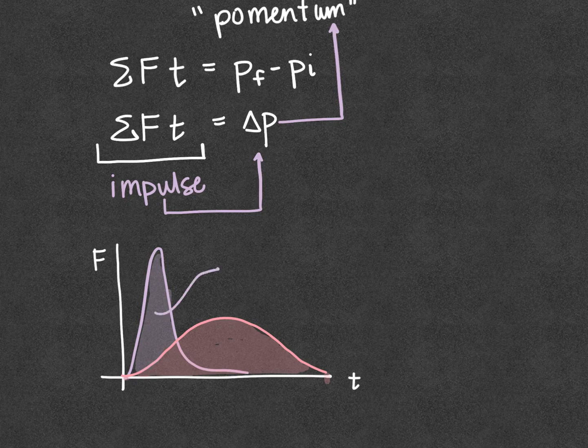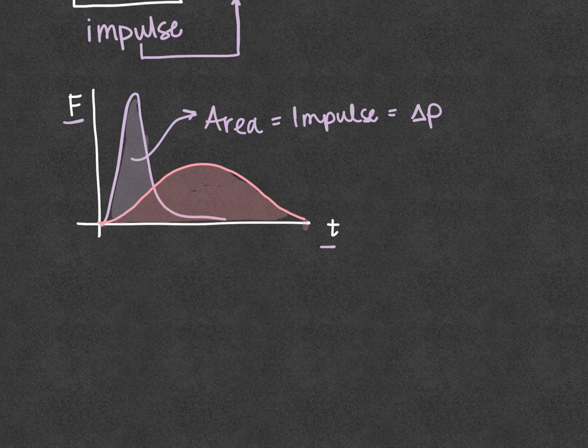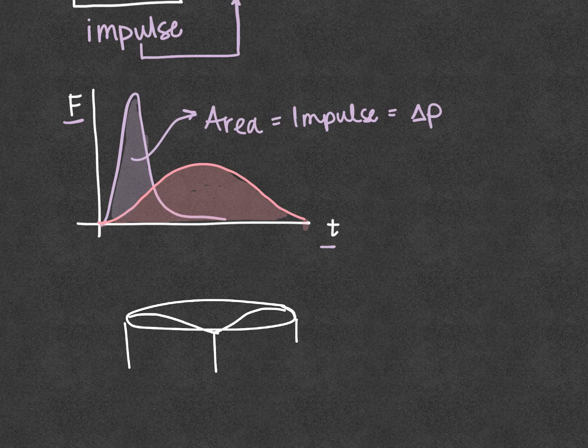So the area under our force-time graph is the impulse. And the impulse is also the change in momentum. And this is a concept we use all the time. A trampoline is fun because the springs and tarp allow you to bounce up and down, and the tarp will flex as you collide with it, and that flexing keeps you from becoming injured.